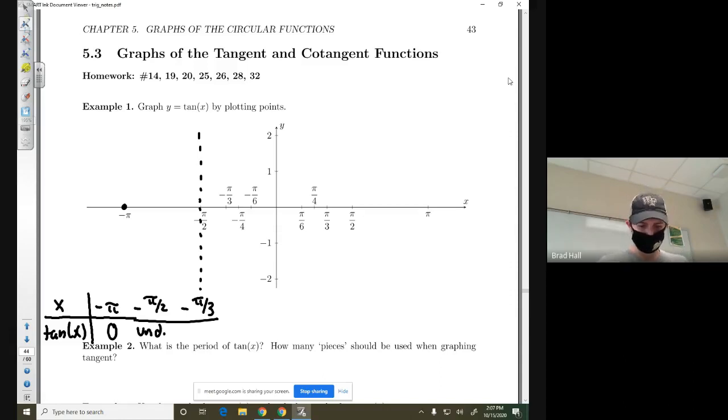Negative pi over 3. Negative 1.73. Remember, your calculator needs to be in radian mode for this to work. If it's in degree mode, for this value you would probably get a really, really small number. But negative pi over 3, I get negative 1.73, so that's probably about right here. Maybe not that far down. It doesn't have to be perfect.